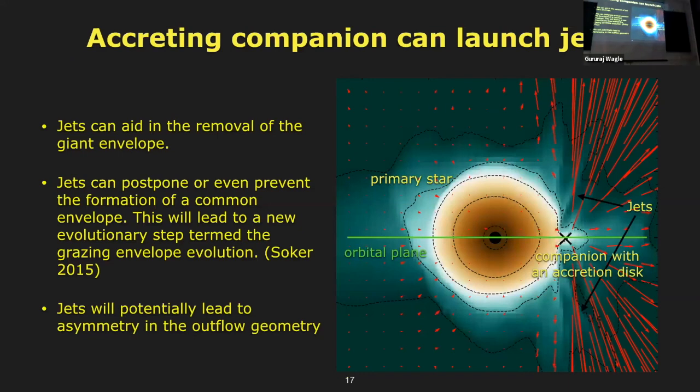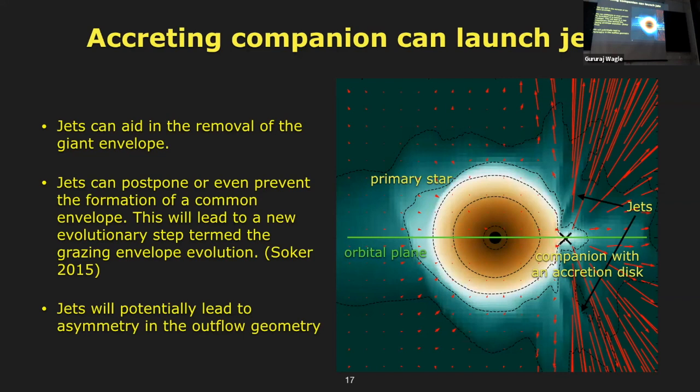I want to move to a different subject, but on the same matter. So we saw a simulation where the companion is accreting mass, and that leads me to what I did in my PhD, where we assume that if a companion main sequence star accretes mass at a high rate, it will launch jets that are perpendicular to the orbital plane. And then the jets can aid in the removal of the giant envelope. They can even postpone or prevent common envelope.